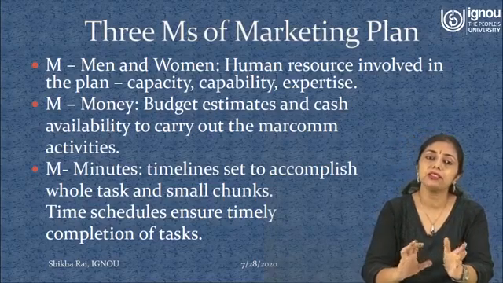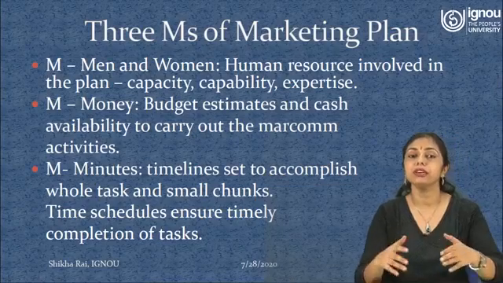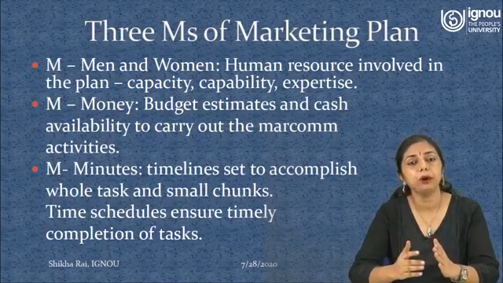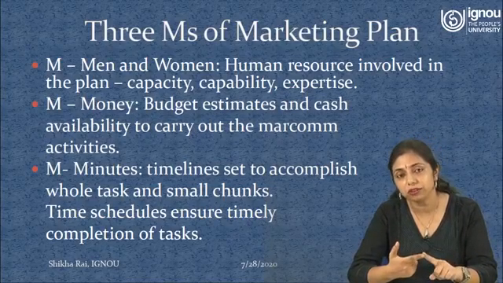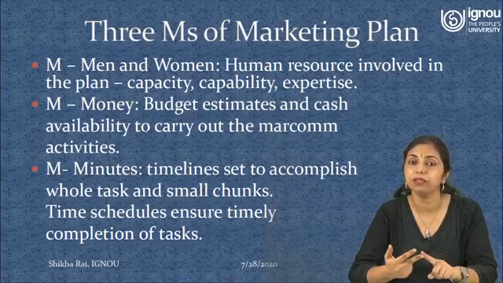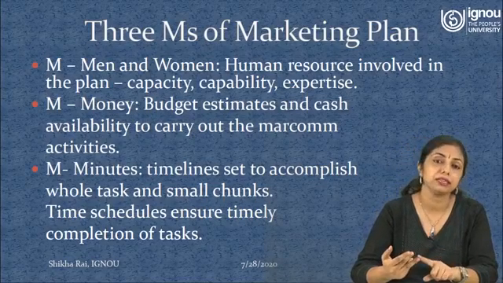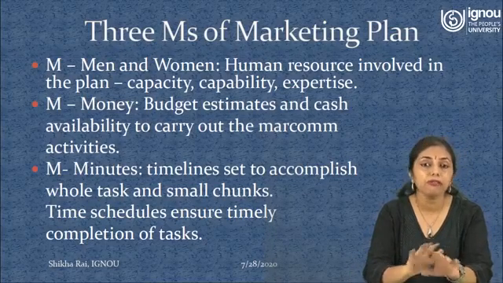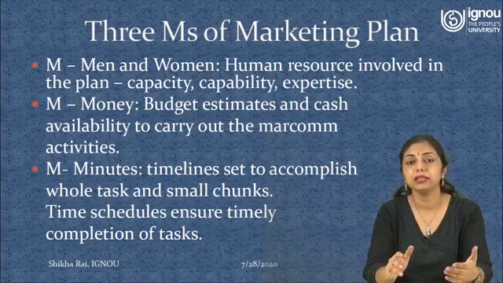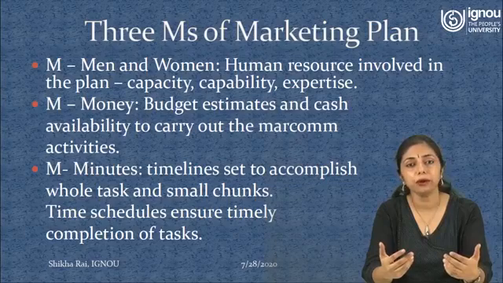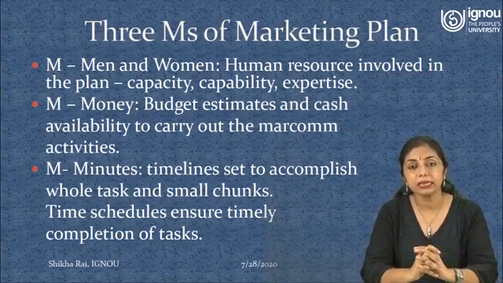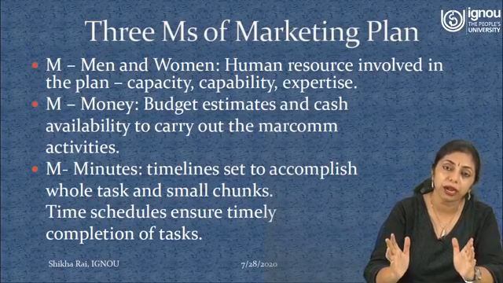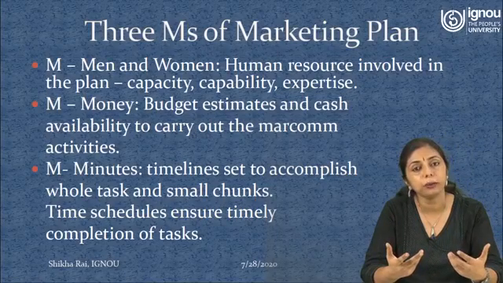When I say M as in men and women, it is the human resource which is involved in the plan. One has to be very particular and very specific about the capacity of the human resources of the teams that you've taken, about the capability of these people, and the expertise that they hold. Any integrated marketing communications plan can fall flat without experts in the group. So the expertise is really important when we talk about the team. Also the capacity: what is the capacity of people, what are they trained to do, how much can they achieve in a given point of time, and what is the kind of resource allotment that they're looking at.